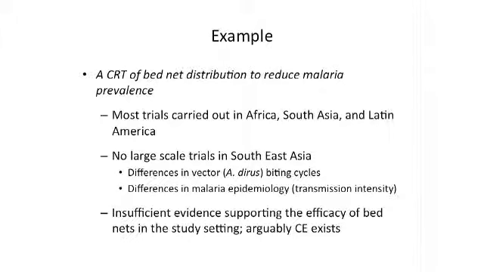But I think one could make a case that there are potentially both biological as well as sociocultural differences in these communities that would allow one to reasonably say that there's insufficient evidence supporting the efficacy of bed nets in the study setting. And if that's true, then arguably a state of clinical equipoise exists, and it's reasonable to undertake a study comparing bed nets versus no intervention. Anyway, that's an instance of how we might operationalize that. I realize we might disagree about the particulars of this study.